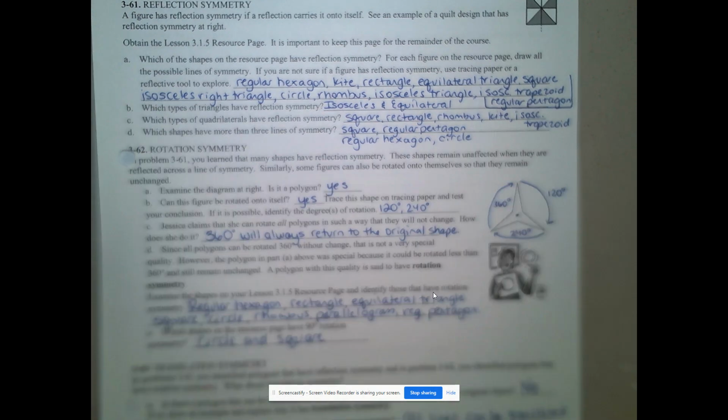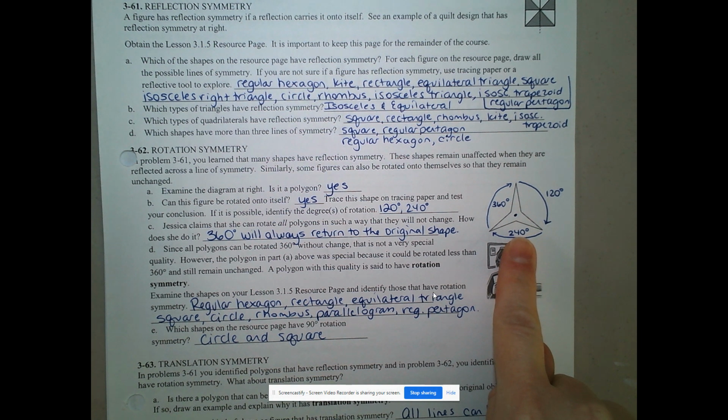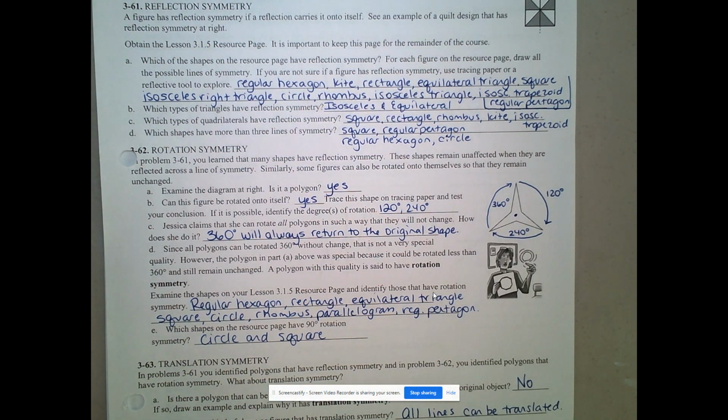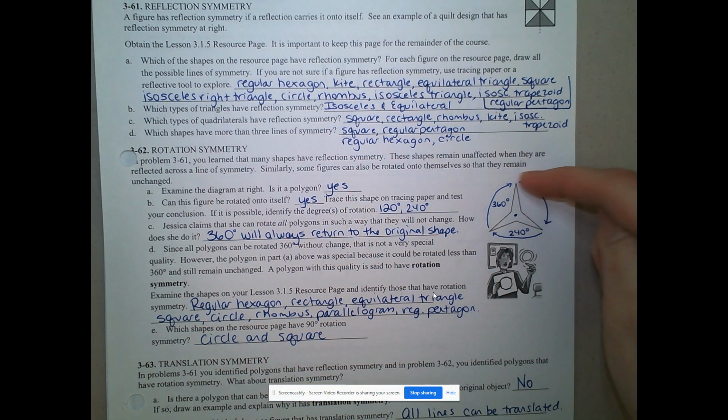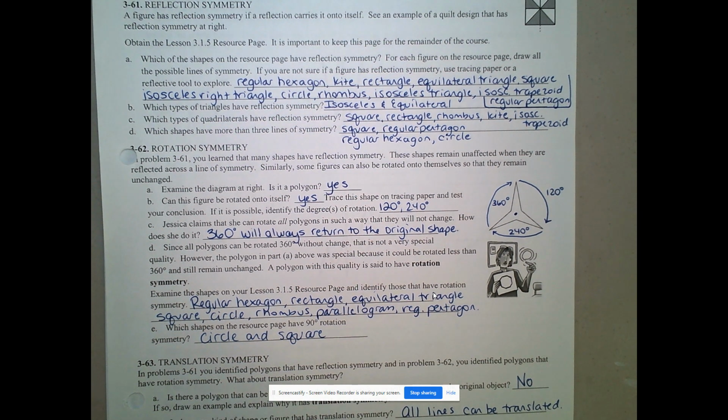Problem 3.1.61, we talked about which shapes have reflection symmetry. They're unaffected when they are reflected across a line of symmetry, meaning they fold in half. Similarly, some figures can also be rotated onto themselves so that they remain unchanged. So we've got this fan shape at the right. Because it has 3 points, if you do 360 divided by 3, you can find the rotational symmetry. Every 120 degrees, it will rotate on top of itself and look identical.